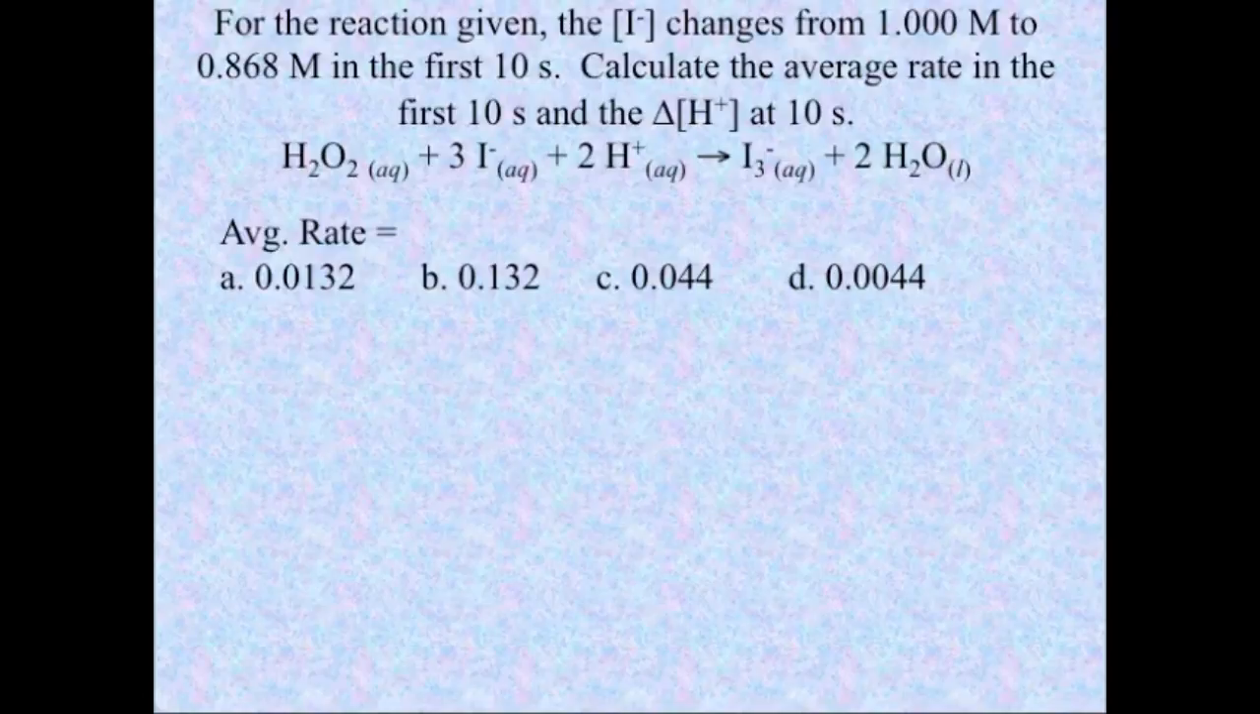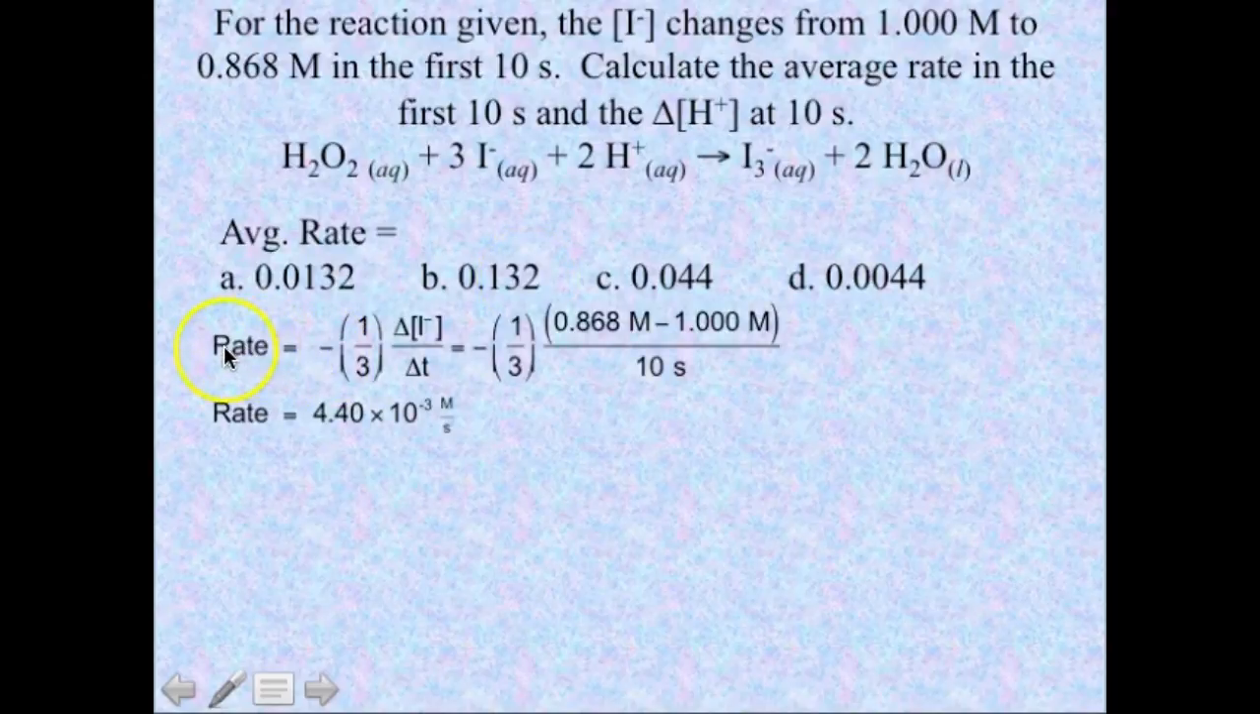Okay, let's try this one. For the reaction shown below here, the iodide changes from 1 molar to 0.868 molar in the first 10 seconds. Calculate the average rate in the first 10 seconds, and then calculate the change in concentration of hydrogen ion at 10 seconds. So here are the possible answers. Turn your playback off, try it, come back, and we'll discuss it.